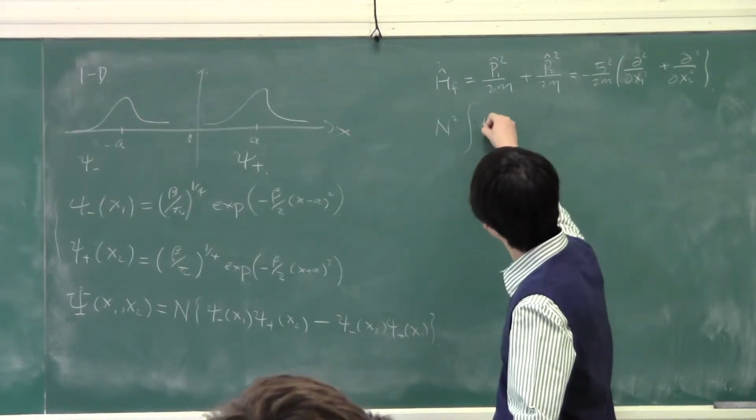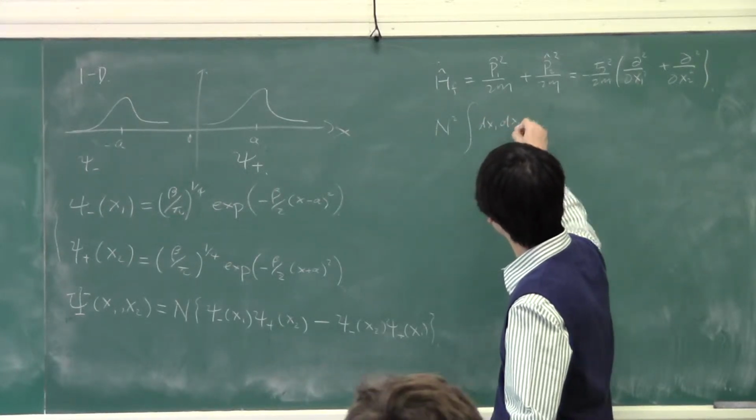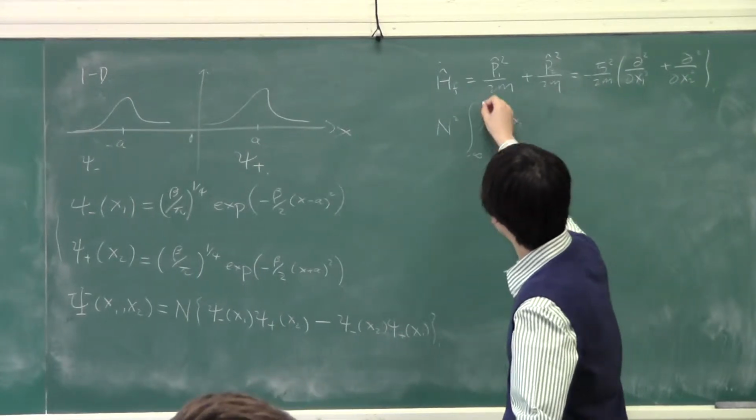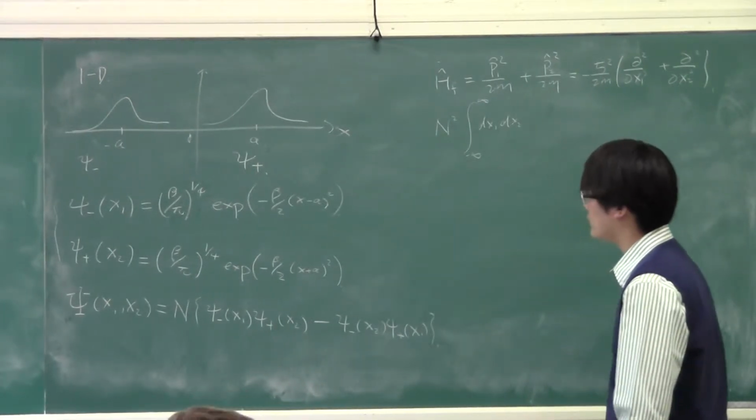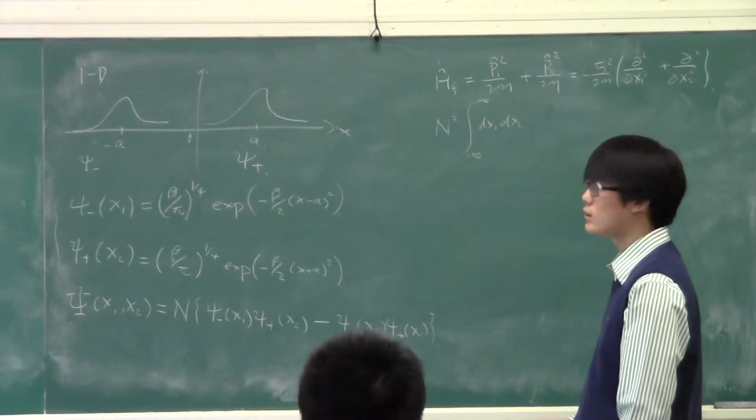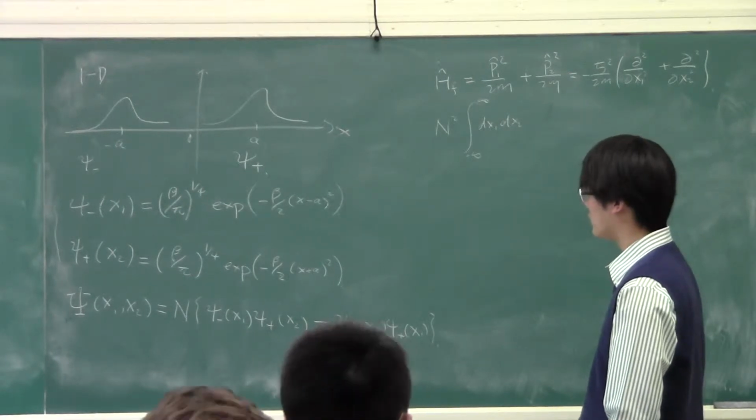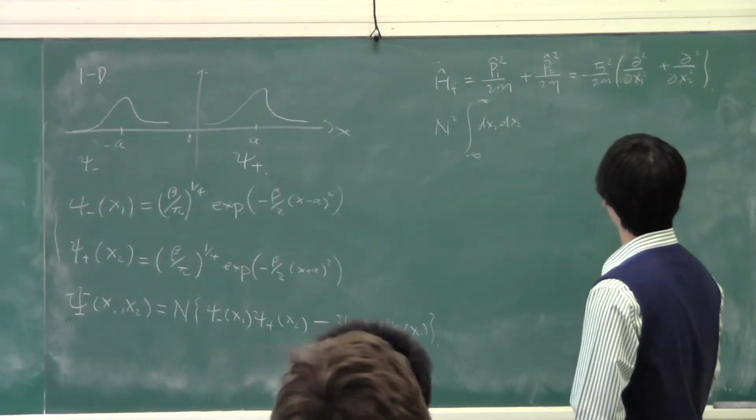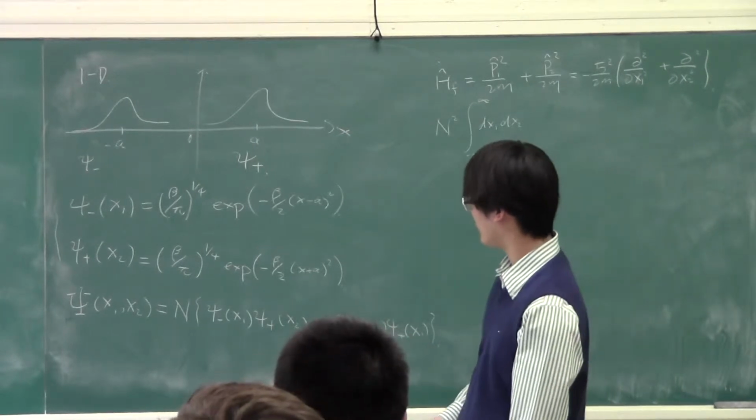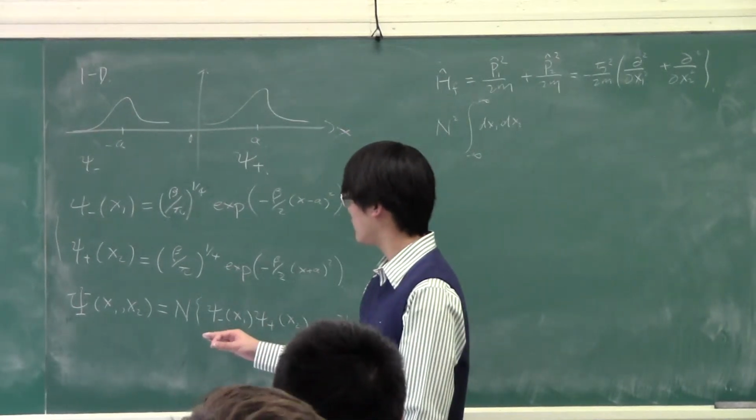It's dx1 dx2, all integrated from minus infinity to infinity. I'm using x1 and x2 on the right hand side. The first two lines, x1 and x2. No, it's the left column, x1 and x2. Left column? No. Oh, the first two equations.